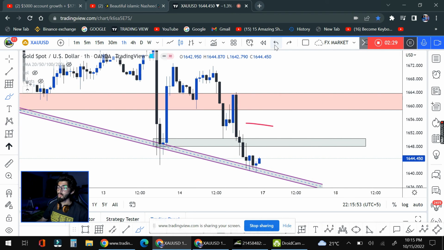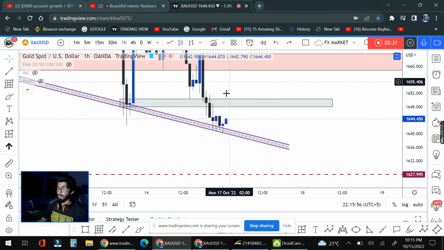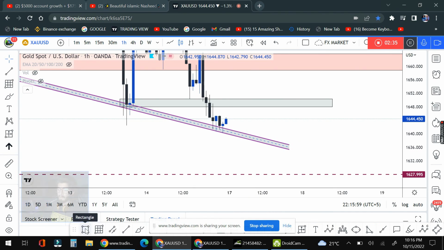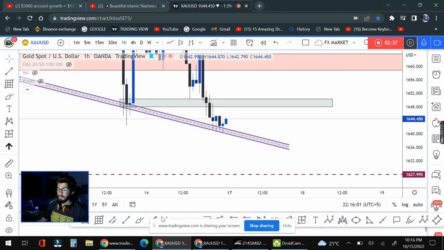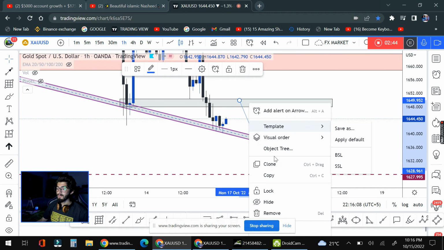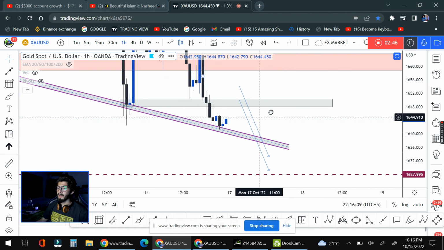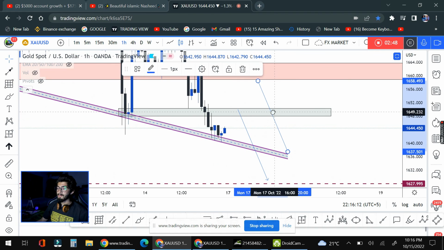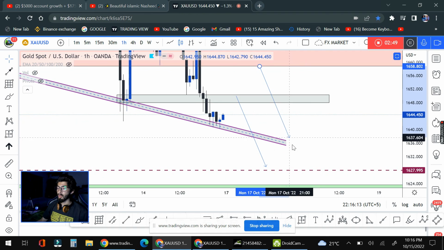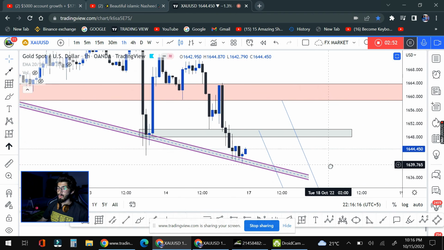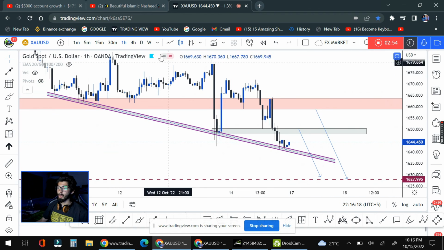All right, so here we have two market structures. We can wait for price to come to this area, and then we go short for the target of this zone. And if price does not respect this area, then we wait for price of gold to come to this area and test, and then we go short for this zone. All right, so here we have two scenarios in the gold prices.